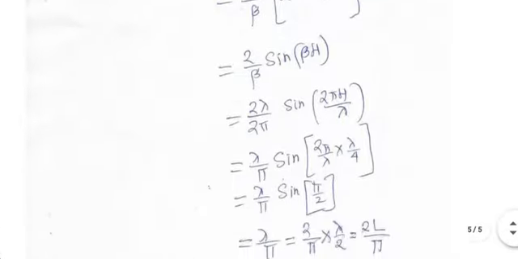Simplify the result. I get 2 divided by beta sine beta h. Fortunately or unfortunately, beta h is also known because it's a lambda by 2 dipole. So h is lambda by 4. Okay, so I've plugged in those values. The answer is lambda divided by pi.